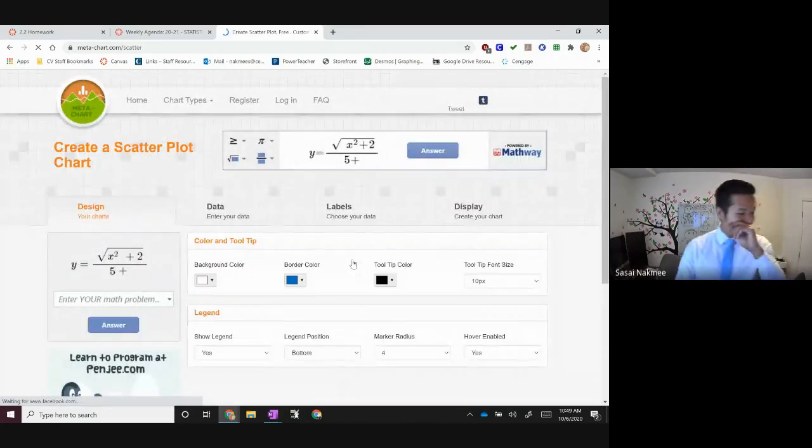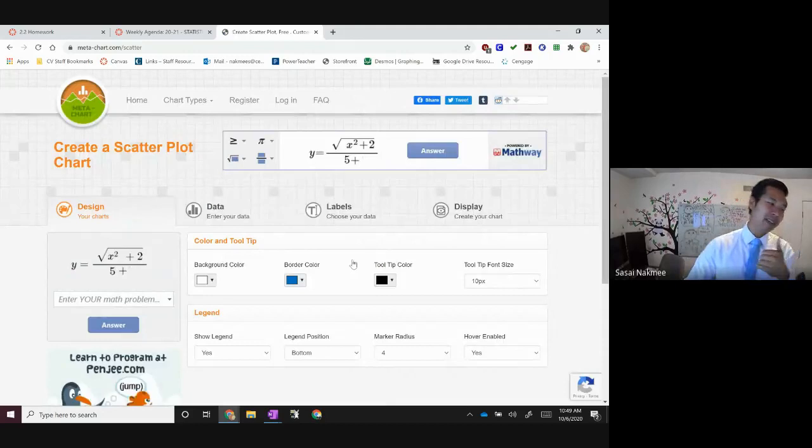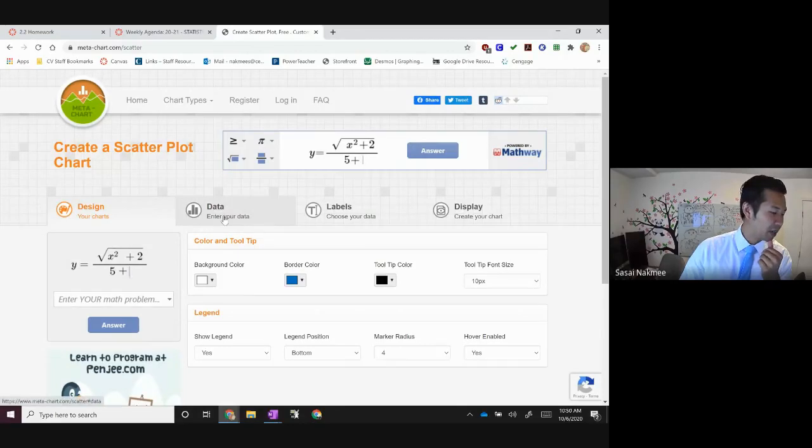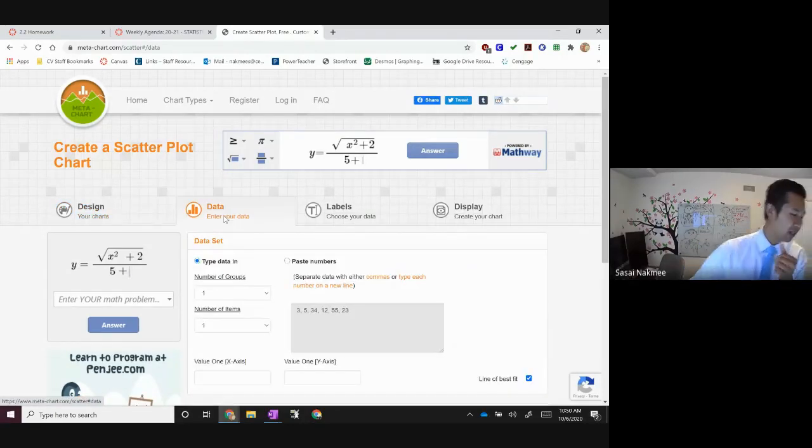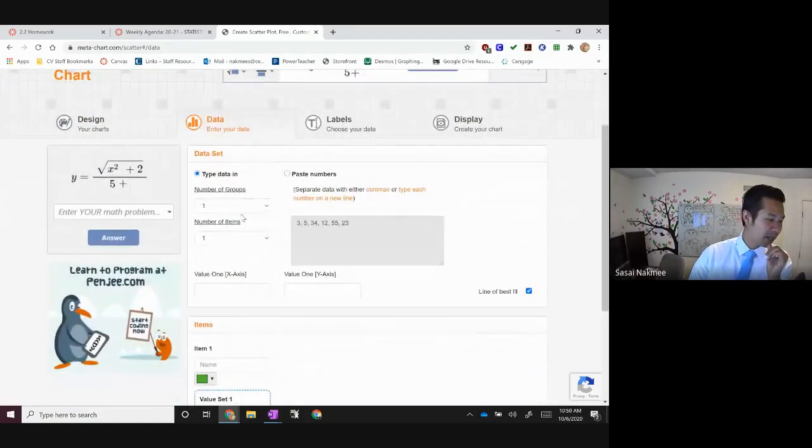And this is where I don't really like this site as much when it comes to the scatter plot, and you'll see why in a second. So just like before, the design is, if you want to mess with the colors, you can. You can change the border color, the tooltip color, all these. I'm going to leave them at default for right now. I'm going to go over here to the data. And this is where I am slightly bothered by it, is putting in the numbers.